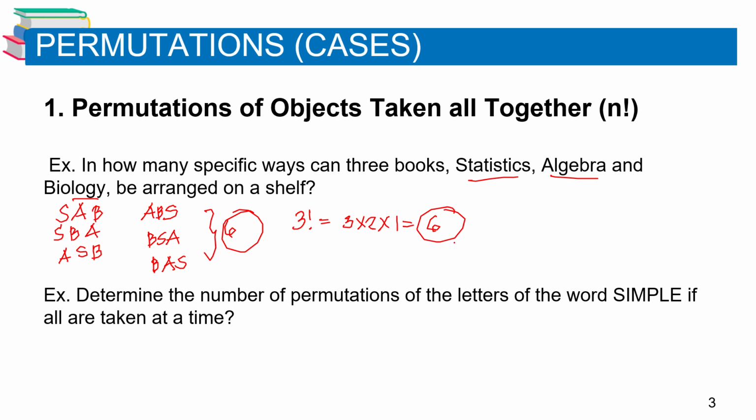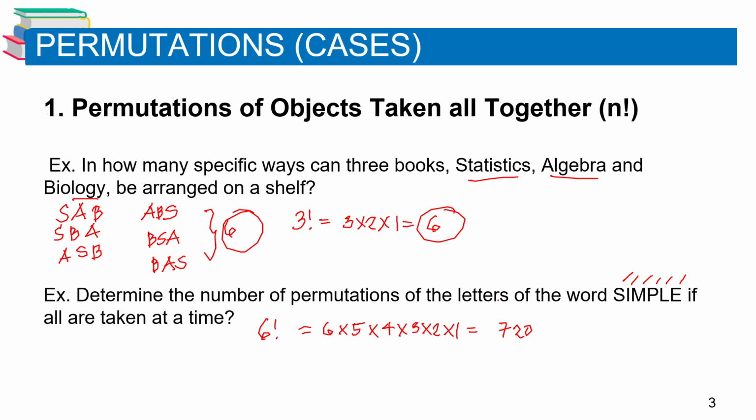Determine the number of permutations of the letters of the word SIMPLE if all are taken at a time. We just compute this as 6 factorial because the number of letters here is 1, 2, 3, 4, 5, and 6. So 6 factorial is equal to 6 times 5 times 4 times 3 times 2 times 1, which gives 720 permutations that we could produce out of the word SIMPLE if all are taken at a time. We can also compute 6 factorial in a calculator like this.